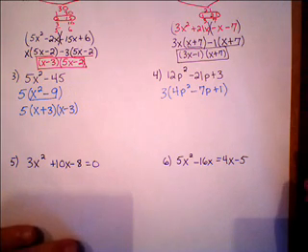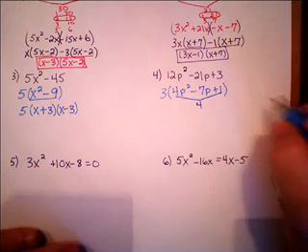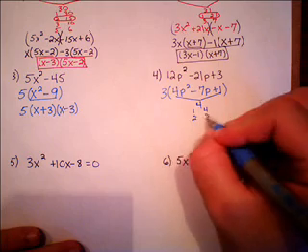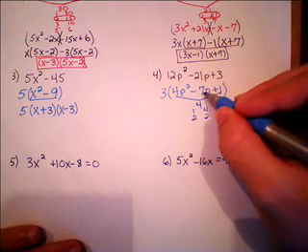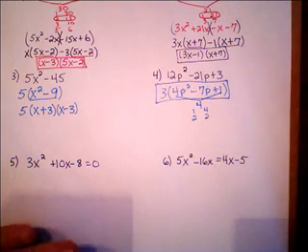Let's see if this can go any further. Let's multiply the first and the last. I get 4. And if I look at this, the only factors are 1 and 4, 2 and 2, and there is nothing that will get me 7. So this is actually my final answer. I cannot take this any further.